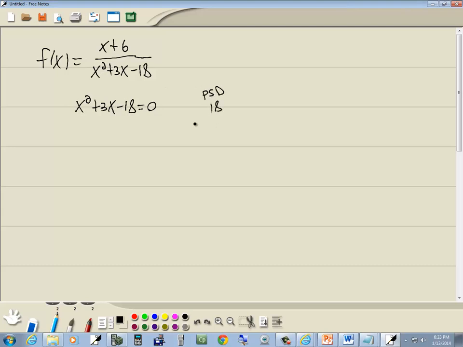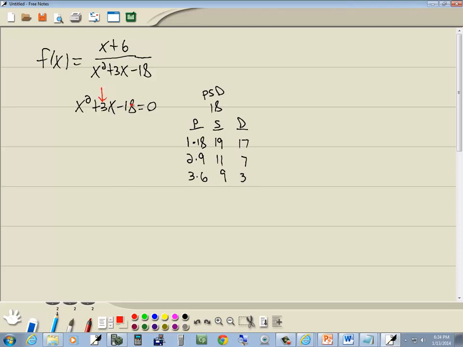Take our number at the end, the 18, ignoring the sign. Come up with our three columns. We got 1 times 18, 2 times 9, 3 times 6. S column, add these together: 1 plus 18 is 19, 2 plus 9 is 11, 3 plus 6 is 9. Subtract them, the difference column: 18 minus 1 is 17, 9 minus 2 is 7, 6 minus 3 is 3.